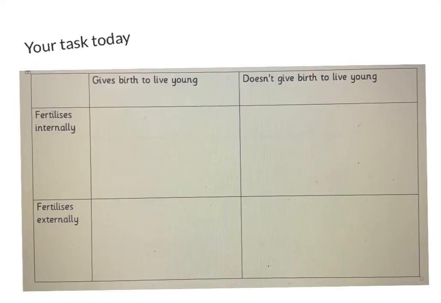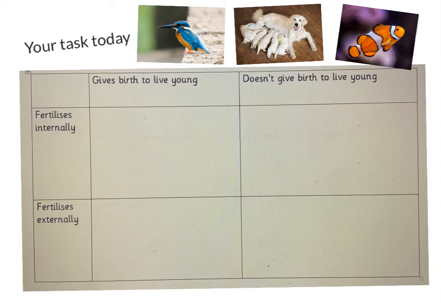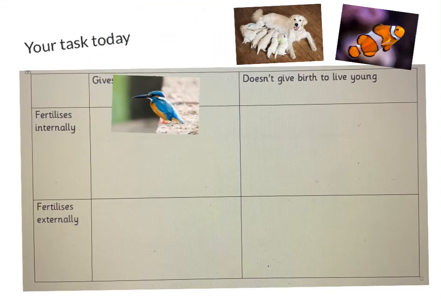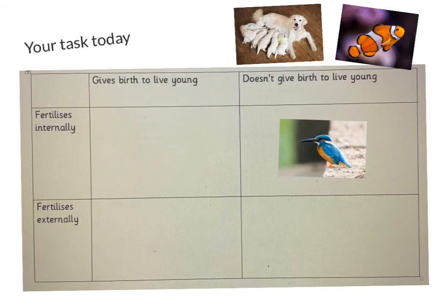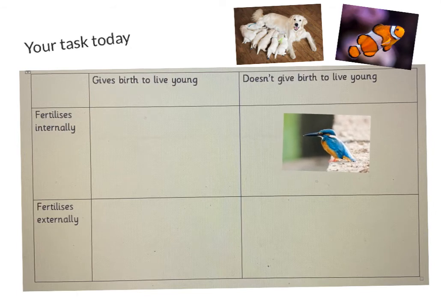So your task today is to produce your own Carroll diagram to show how different animals reproduce. So we've got here, gives birth to live young, doesn't give birth to live young, so for example lays eggs, fertilises internally inside the body, fertilises externally outside the body. So let's have a look at the 3 animals that we looked at today. Starting with my kingfisher. Now, kingfisher is a species, a type of bird. So, gives birth to live young? Well, it doesn't. It lays eggs. So, it's going to be on this section of the Carroll diagram. Fertilises internally inside the body? Yes, it does. So, we'll leave it there.